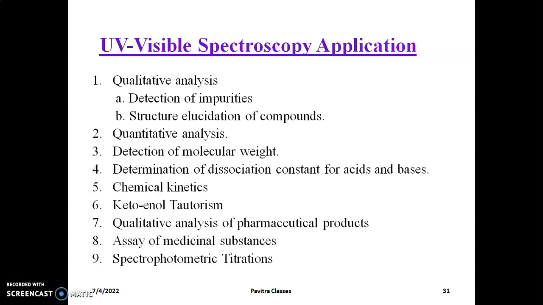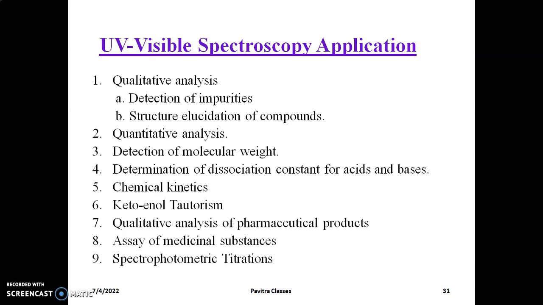Quantitative analysis, determination of the molecular weight of a particular compound, and determination of the dissociation constant for acids and bases. Chemical kinetics can also be calculated. Keto-enol tautomerism, especially in UV spectroscopy, can be measured by the pi to pi star transition. Qualitative analysis of pharmaceutical products. Assay of medicinal substances can also be done.